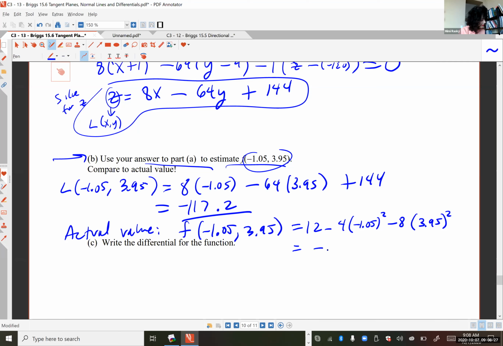And I get negative 117.23. So your job now is, what do you think? Is this a pretty good approximation? Yes.